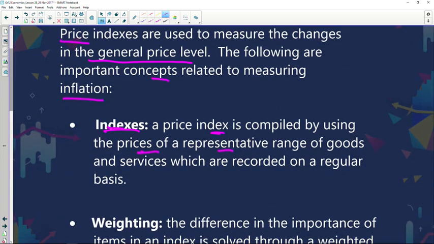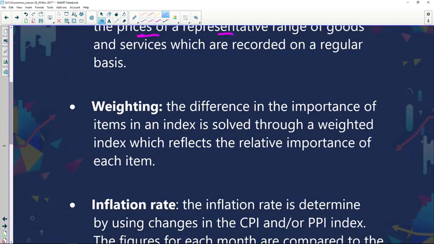Okay, so you will record this range of prices from different goods and services, and then from that you'll be able to have information regarding the price index. And then also we have the weighting that actually happens. So this will be the difference in the importance of items in an index.